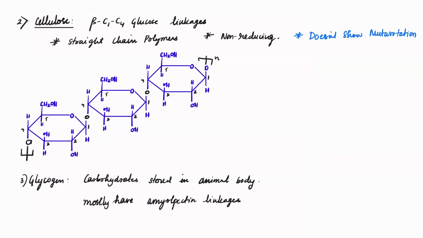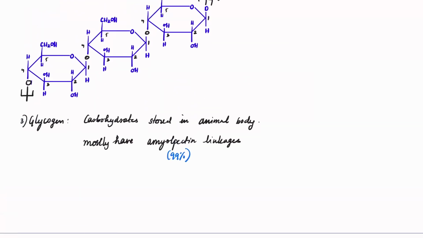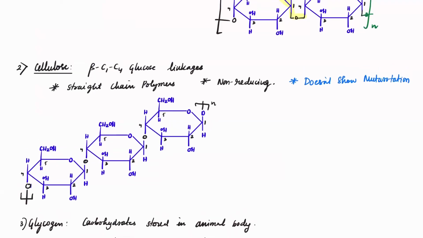Now glycogen mainly has amylopectin. That means almost 99% of the bonds are of amylopectin form. If they are all amylopectin form, then we call it glycogen, also known as animal starch. Animal starch will usually have a high amount of amylopectin connections. So this is the theory that you need to know from carbohydrates. What are the connections and how to draw the Haworth projection? That's the main objective.